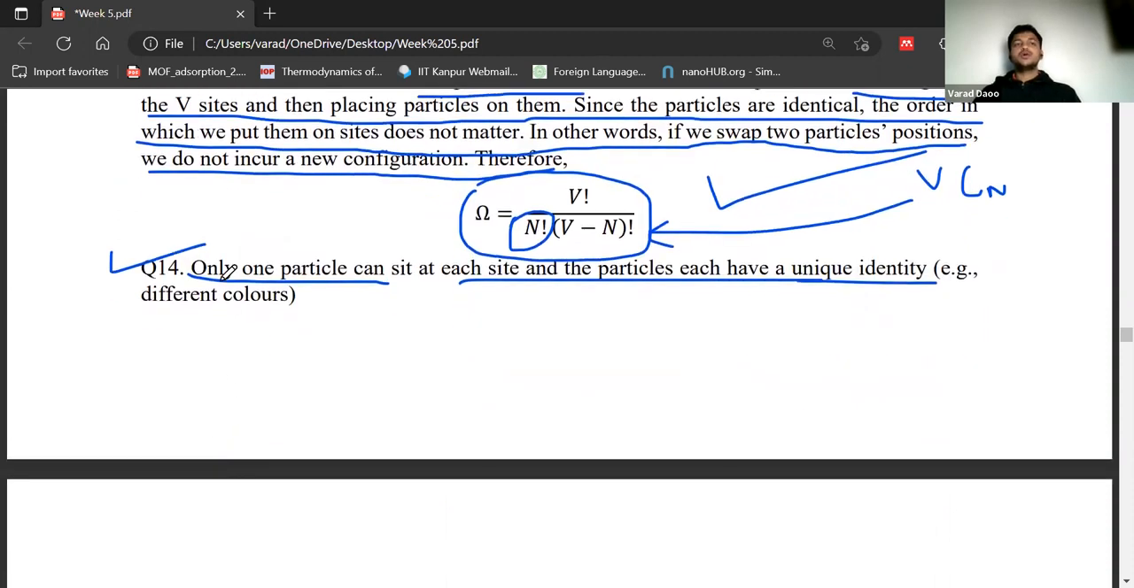So the next question is: in this case, only one particle can sit at each site, and the particles each have a unique identity. What you can do is take inspiration from the previous question. You can try to answer this question. I'll give you a couple of minutes to try it out.